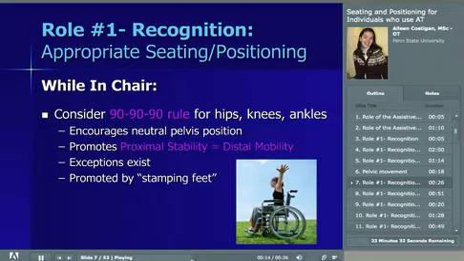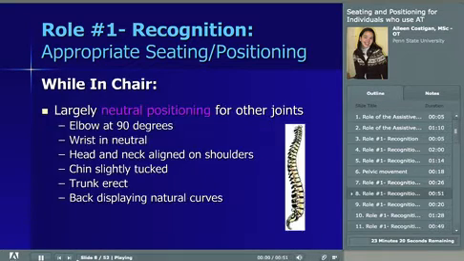To get a class of small children to achieve this position quickly, consider encouraging them to stamp their feet prior to seat work. You'll find that they will quickly end up in the 90-90-90 position. While in a chair, all other joints should assume neutral positions as much as possible, meaning there should be no evidence of extreme flexion or extension, though there are, of course, some exceptions to allow the body to function.